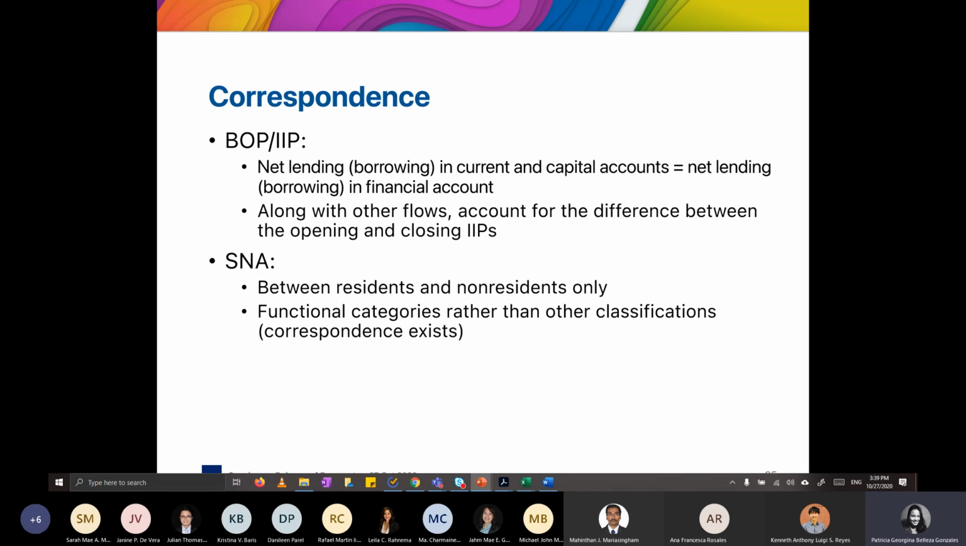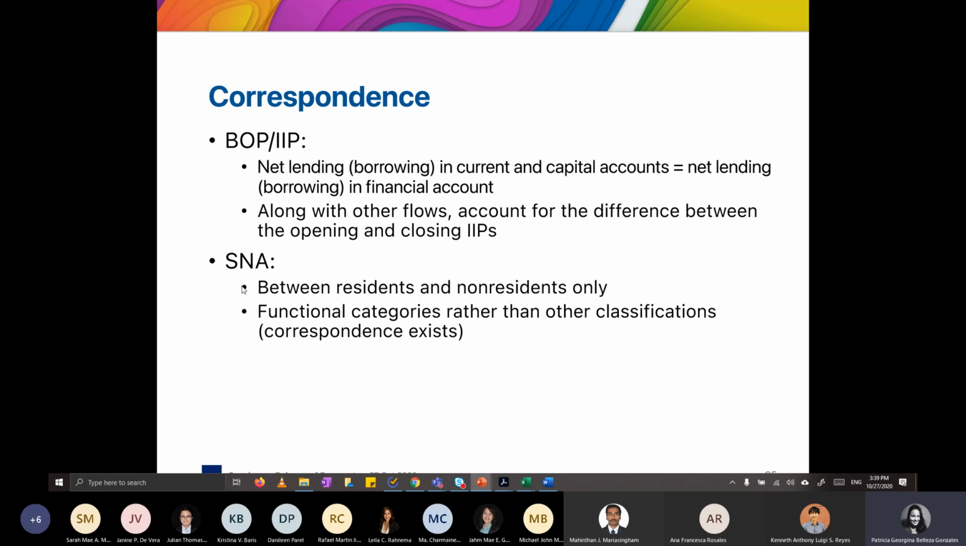As I mentioned, there is a correspondence between net lending and borrowing in the current and capital accounts and the net lending and borrowing in the financial account. They are ideally equal, and any difference between them is recorded as net errors and omissions. Along with other flows, they account for the difference between the opening and closing IIPs. So that's the relationship with the IIP.